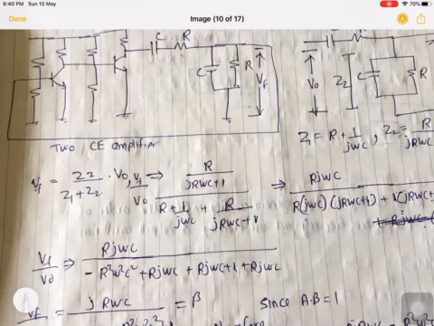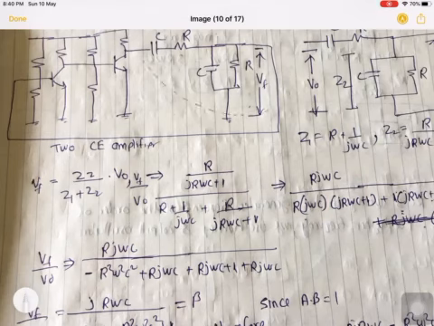And remember one more thing, here we are using two common emitter amplifiers because the Wien-Bridge oscillator provides zero phase shift, while each common emitter provides 180 degree phase shift. So we are using two common emitter amplifiers to satisfy the criteria, that is, to provide a phase shift of a multiple of 2 pi.